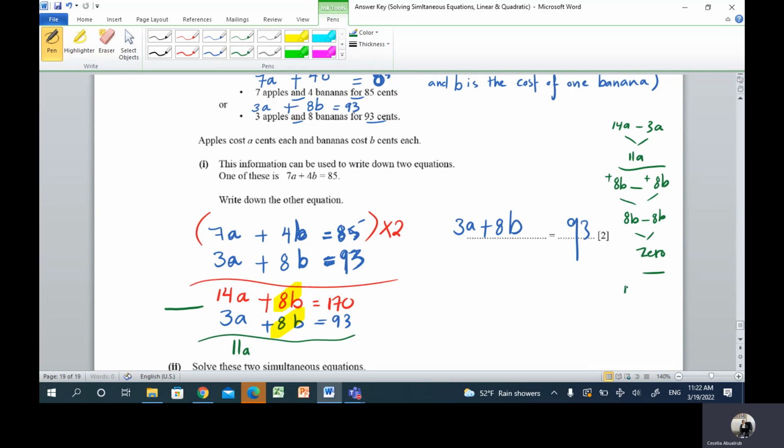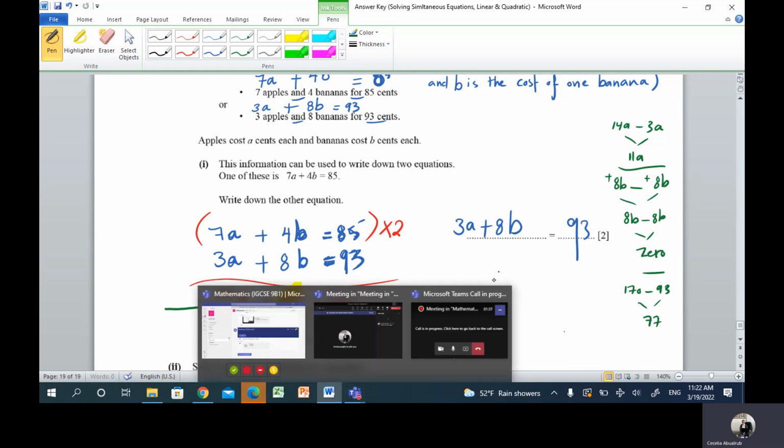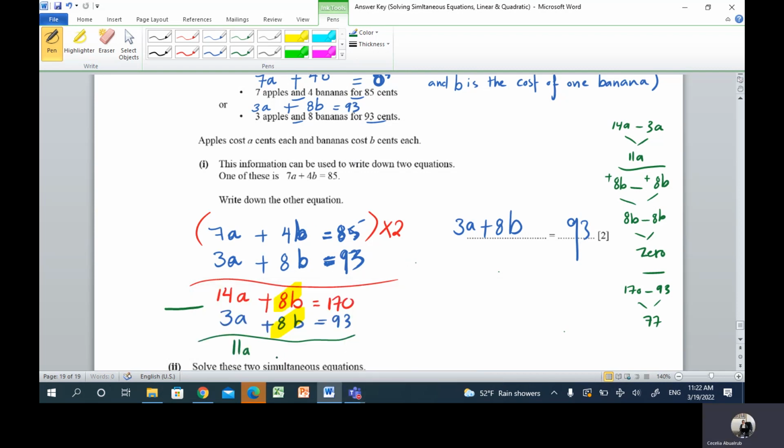At last, you're going to say 170 minus 93. So 170 minus 93, the answer will be 77. So you're going to say here, 11A is equal to 77. And then we're going to solve for A by getting rid of the coefficient of A. So we're going to divide each side by 11. And A will come down to 77 over 11. So A is equal to 7.